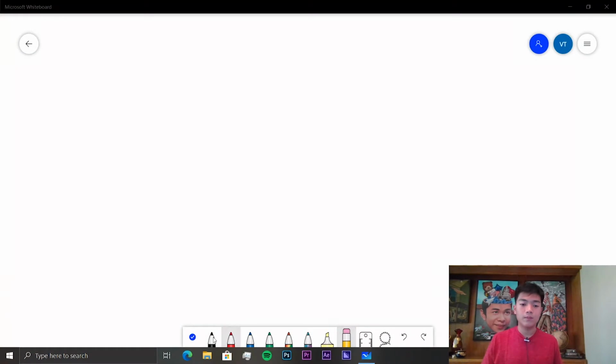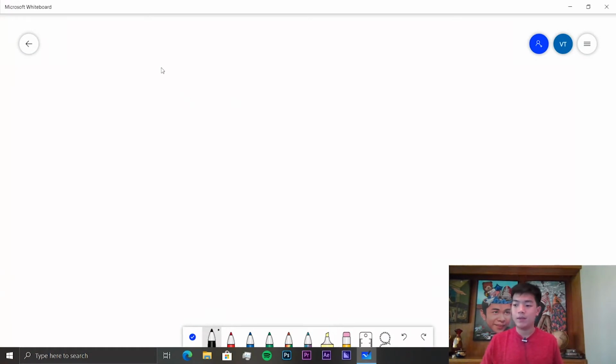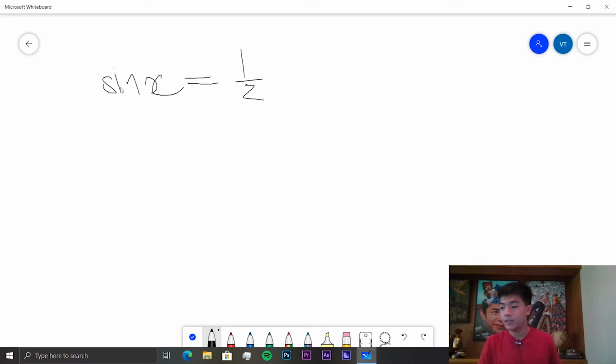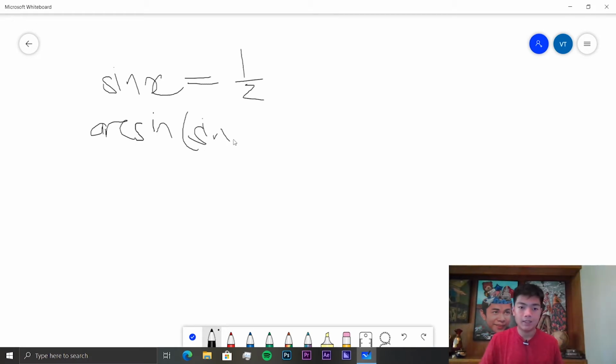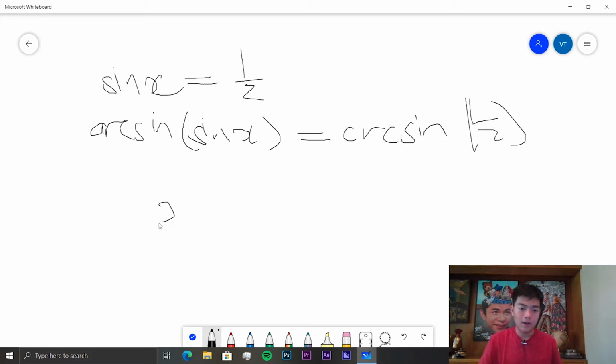From the earlier subchapter, you might remember that in order to solve a trigonometric equation like sine x equals 1/2, we need to take the inverse of both sides, which is the arcsine of sine x. So this would be arcsine of sine x is equal to arcsine 1/2. Therefore x is equal to arcsine or sine to the minus 1 of 1/2.